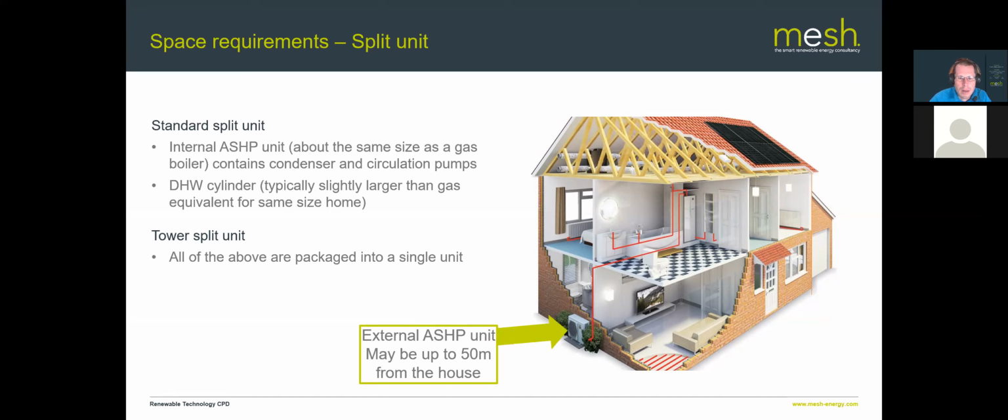So here we are. Here's our external split unit. One of the advantages of a split unit is that, because you're running refrigerant lines to this external unit rather than water lines, heat loss along that length of pipe work is slightly less of an issue. So you can put that up to about 50 meters away from the house. We quite often find these are useful in very high-end residential where they've got a lot of land.